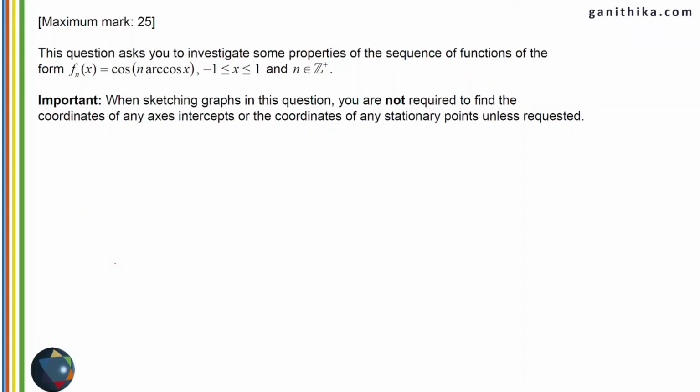Before you start, look at the maximum marks given for the question. It's 25. The total number of marks given for this paper is 55 and the total time given is 60 minutes. Therefore, if you do the calculation, you know that you have approximately 1 minute for 1 mark in this paper, which means this question should take 25 to 27 minutes maximum. So you keep your time in such a way that you complete this question within 27 minutes maximum.